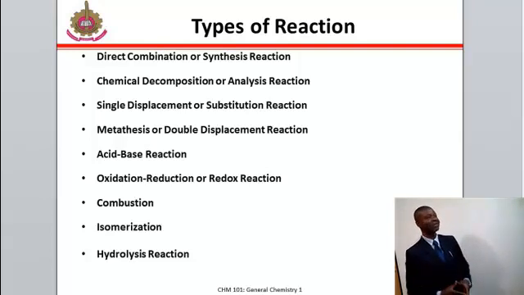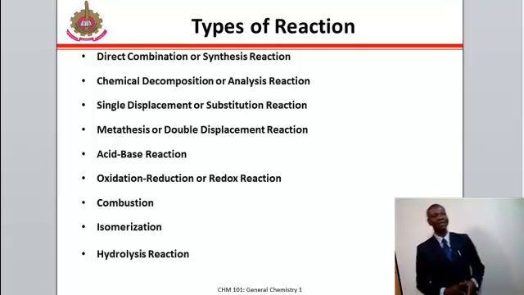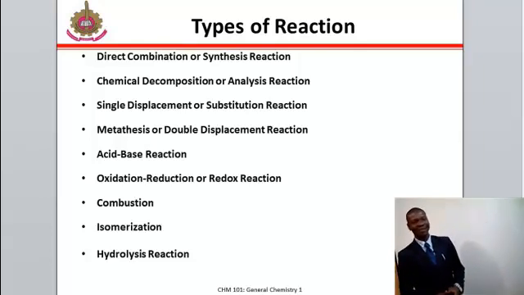And the next one is acid-base reaction. The basic thing in an acid-base reaction is that the product is always salt and water. This is the reaction between an acid and a base. A very good example is the reaction between hydrogen bromide and sodium hydroxide to give sodium bromide and water.